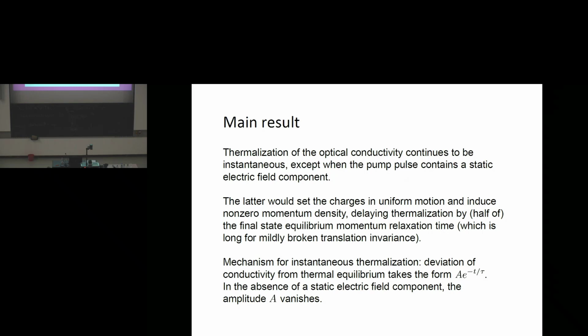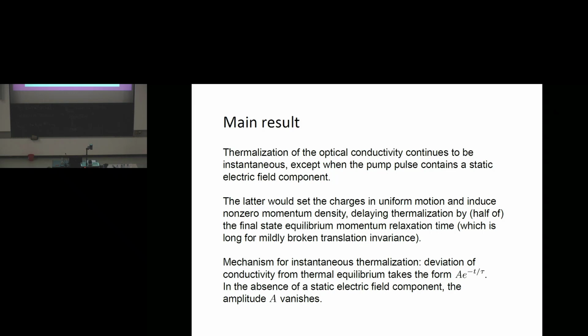Now, before getting into any details, let me tell you what the main result will be. The thermalization of the optical conductivity will continue to be instantaneous in this model, except if the pump pulse has a DC component. Because if it has a DC component, this will set the charges in motion and introduce a momentum density in the system. And because translation invariance is only mildly broken, it will take some time for this momentum to relax.